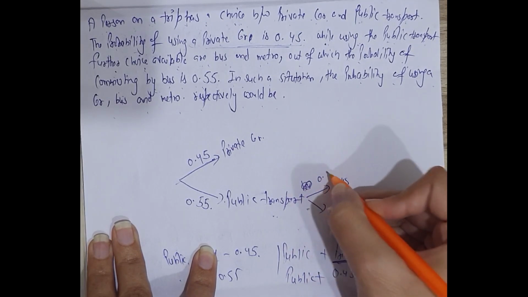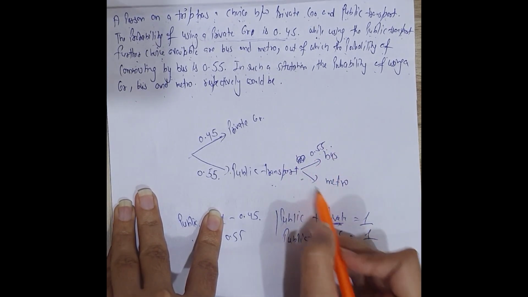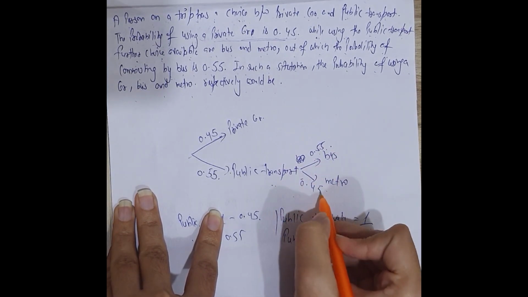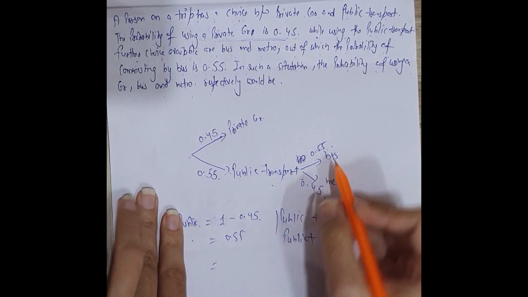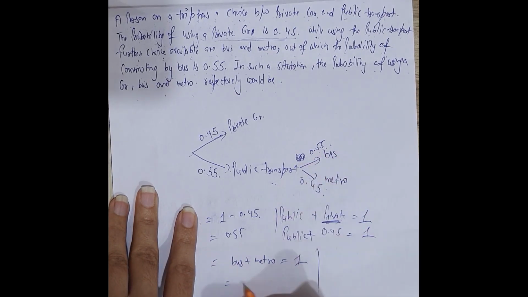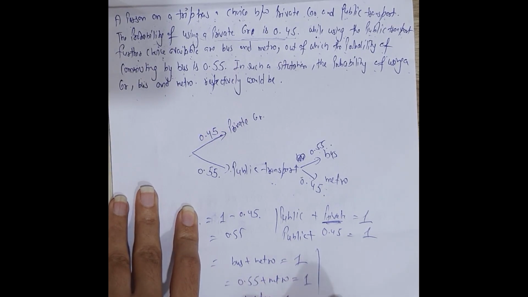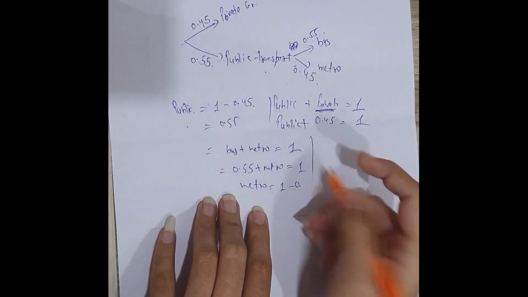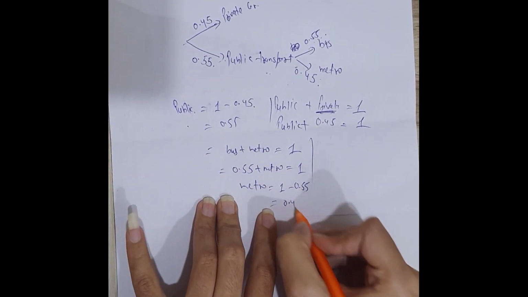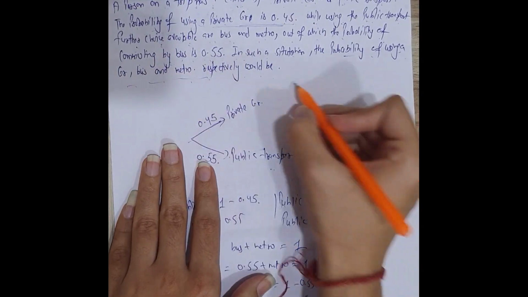Using bus is 0.55, then using metro is 0.45. That is, here the choices between bus plus metro are equal to 1. Then bus is 0.55 plus metro, so metro has probability 1 minus 0.55, that is 0.45. Now they are asking the probability of using car, bus and metro.